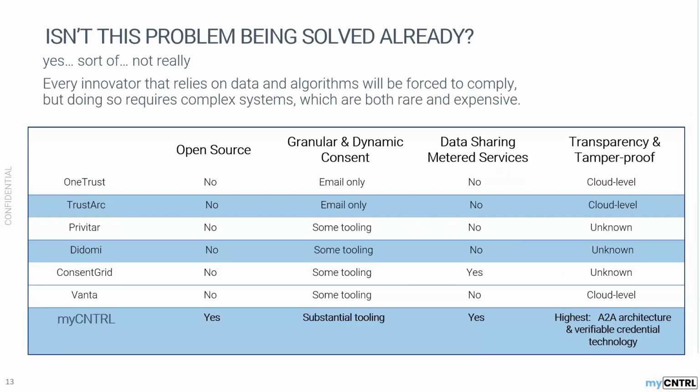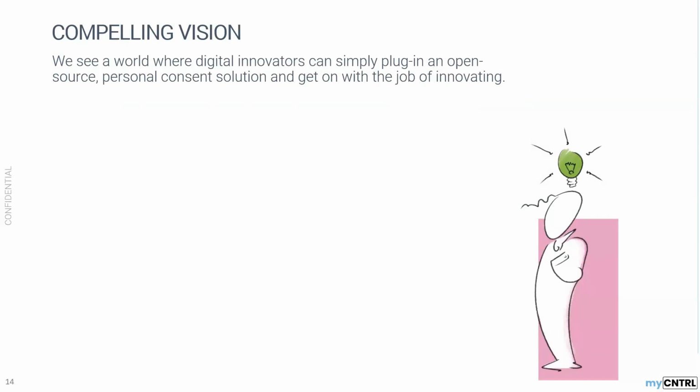Wait, isn't this problem already being solved? Well, yeah, there's solutions, sort of, kind of. Okay, it's not really being solved because the reality is that every innovator is going to rely on data and algorithms, but if they do that, they're forced to comply with these regulations around the world, and that requires complex systems, and either that's really hard to build and run on your own, or it's really expensive to buy from somebody else. So yeah, but no.